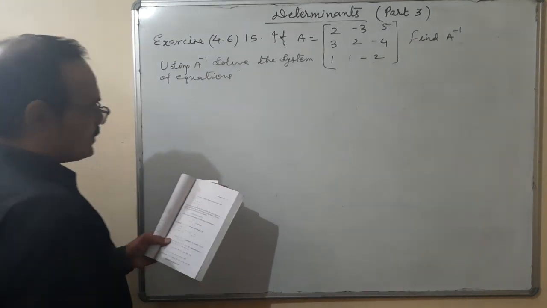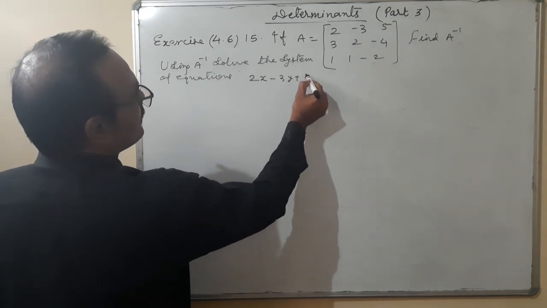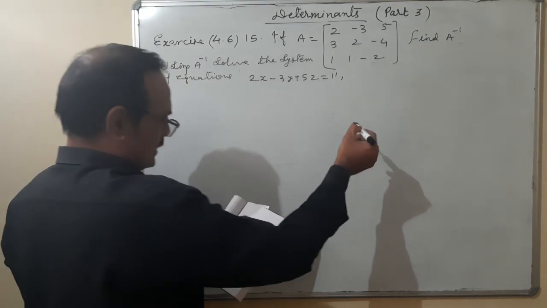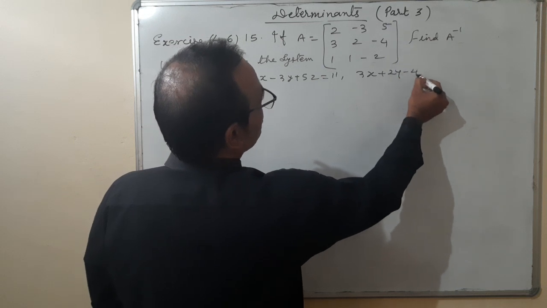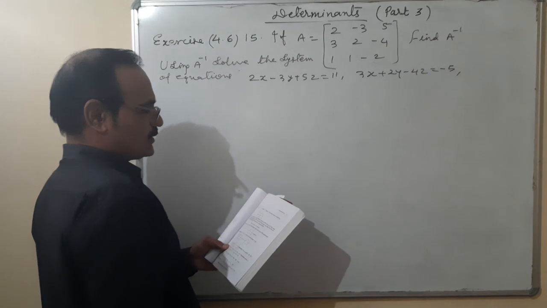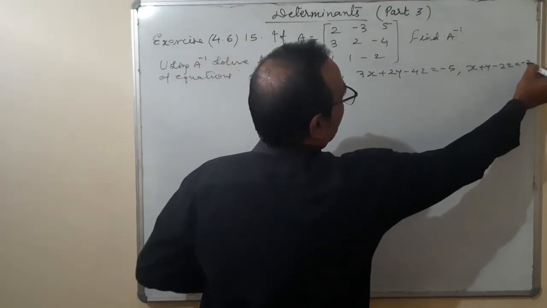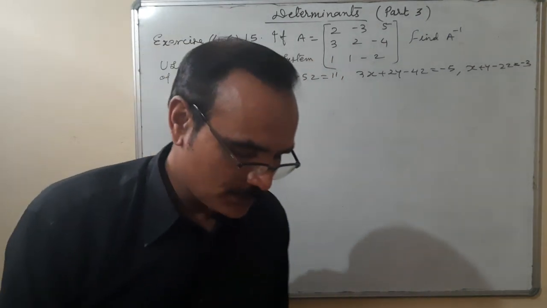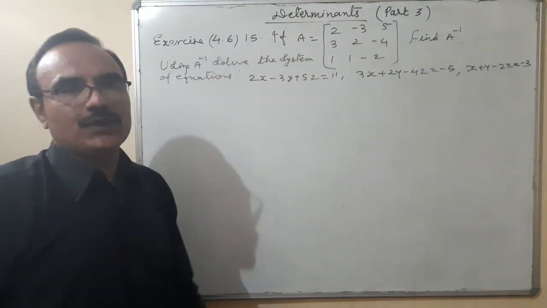Equations are given: 2x minus 3y plus 5z is equal to 11. Second is 3x plus 2y minus 4z is equal to minus 5. And third is x plus y minus 2z is equal to minus 3. Okay. Find A inverse and use it. First of all, we are finding the A inverse of it.